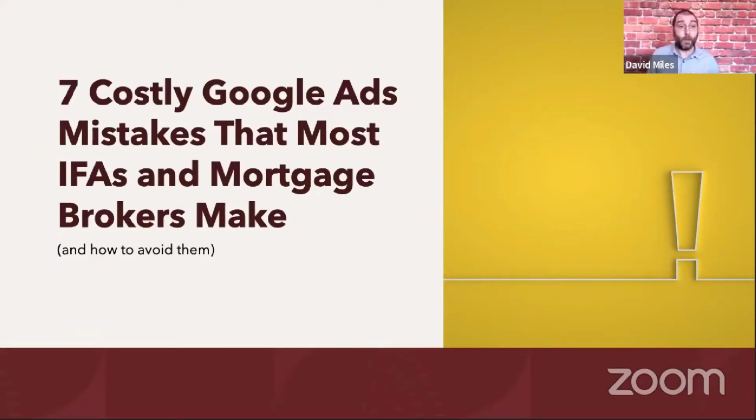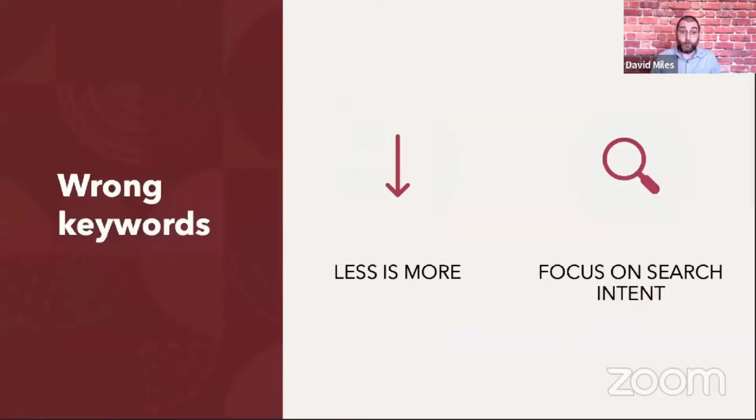So I've got 7 mistakes that I'm going to go through today. The first of them, the first area where I find people often go wrong and where they therefore spend more money than they need to, is that they have too many keywords in their Google Ads account, whether that's all in one campaign or spread across lots of different campaigns.